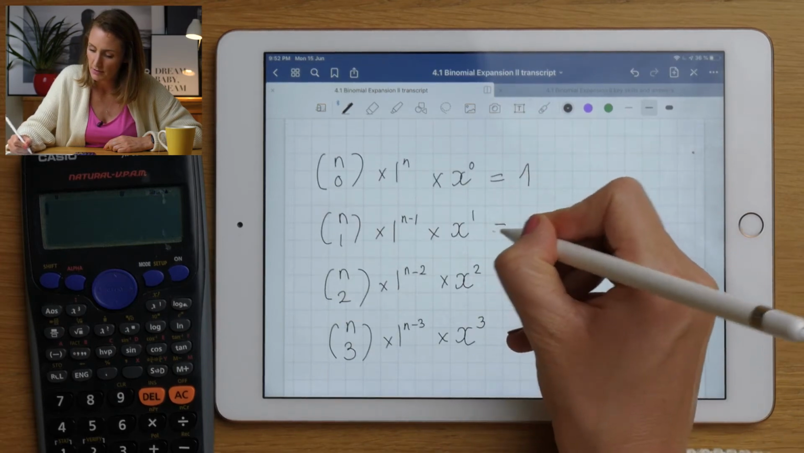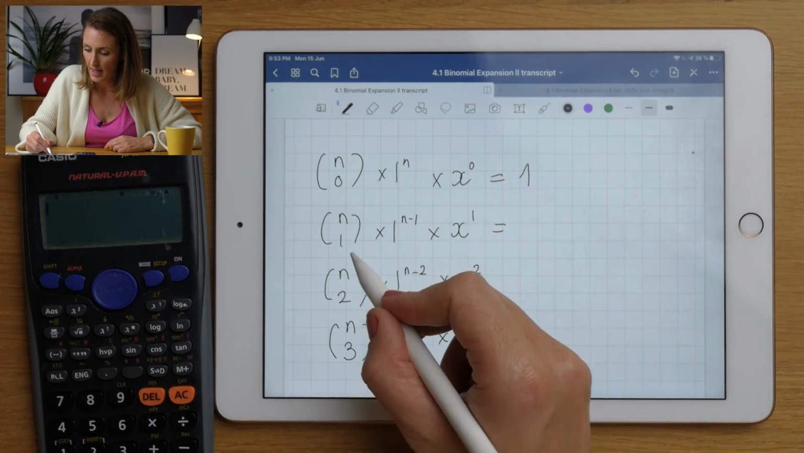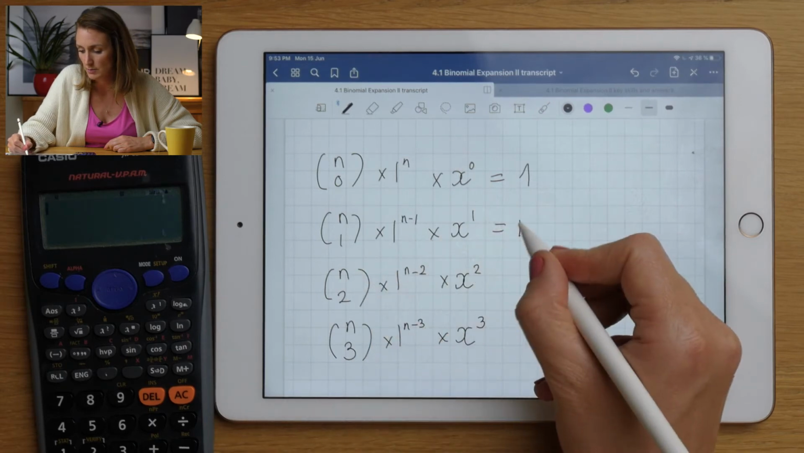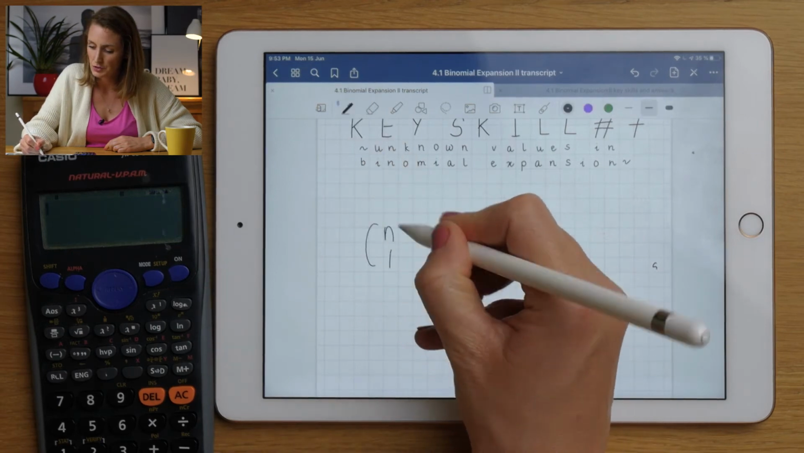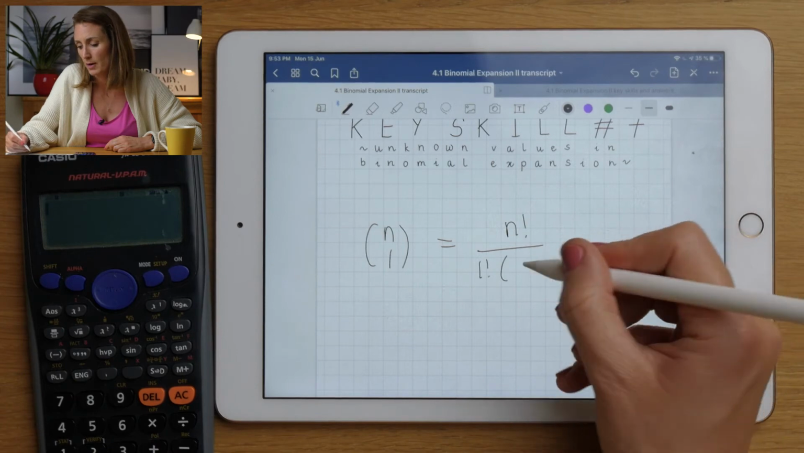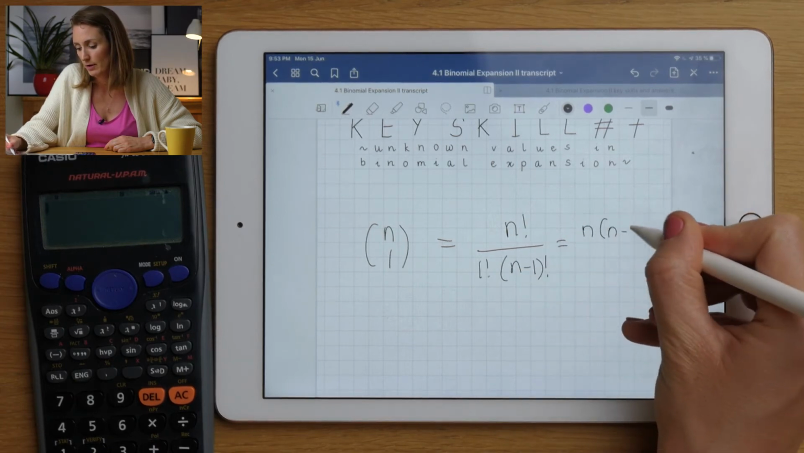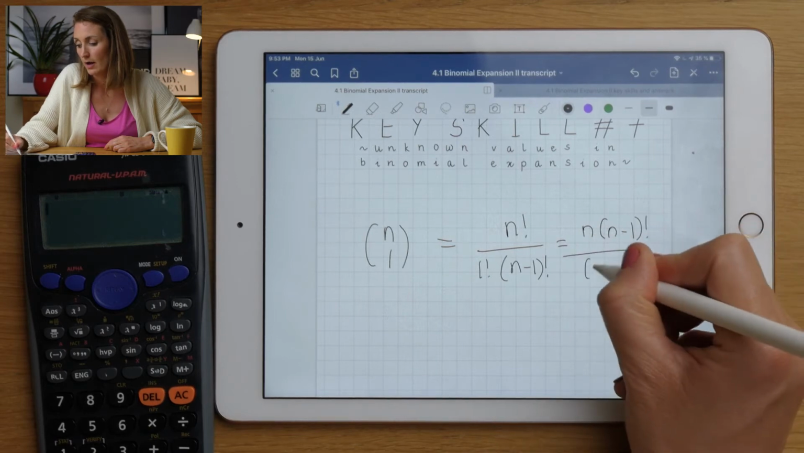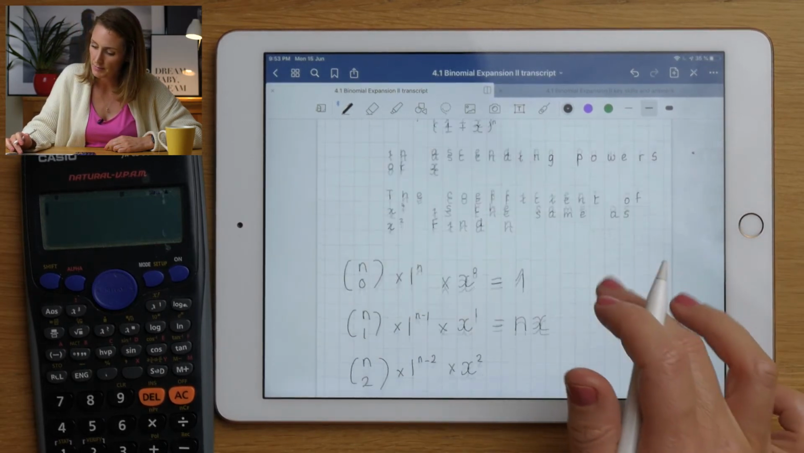Now you need to remember that n choose 1 was just n. So this would be n times 1 times x, so it would be nx. If you don't remember that, then we need to remember that n choose 1 was n factorial over 1 factorial times (n minus 1) factorial. We open out the top as far as the bottom. Oh, that again, I hear you saying. And we can cancel that down, so that would be nx.